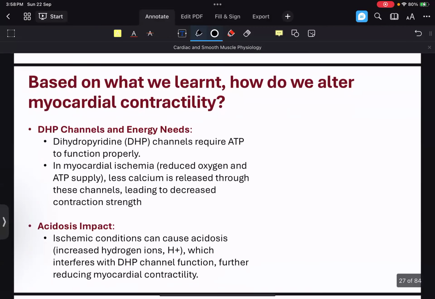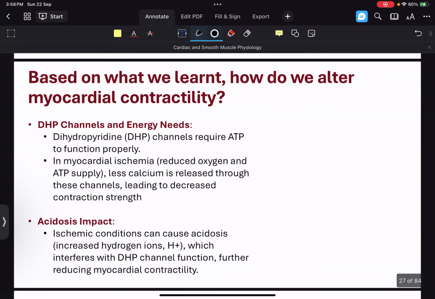Okay, now, based on everything we learned, we can discuss some factors that affect the myocardial contraction. In other words, what are the factors that are affecting the ability of our heart to contract? So one thing you need to keep in mind is that when you have a myocardial infarction, which means the death of your heart tissue, myocardial means heart, infarction means death, okay?